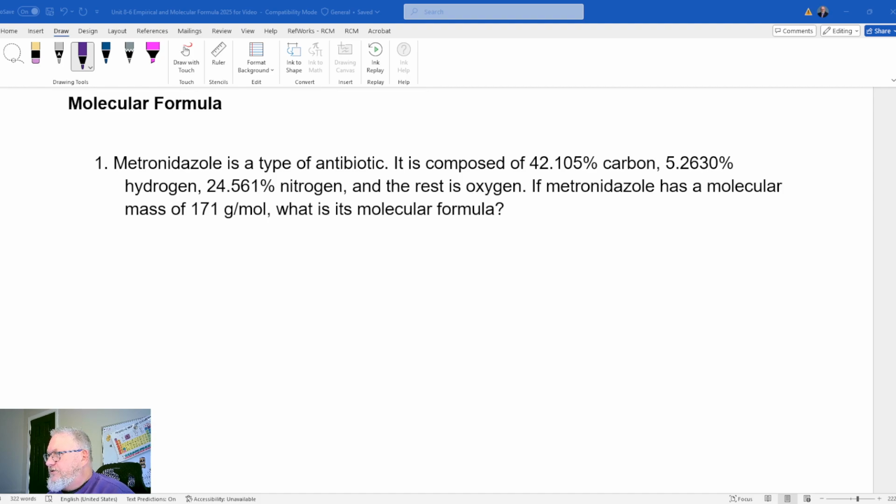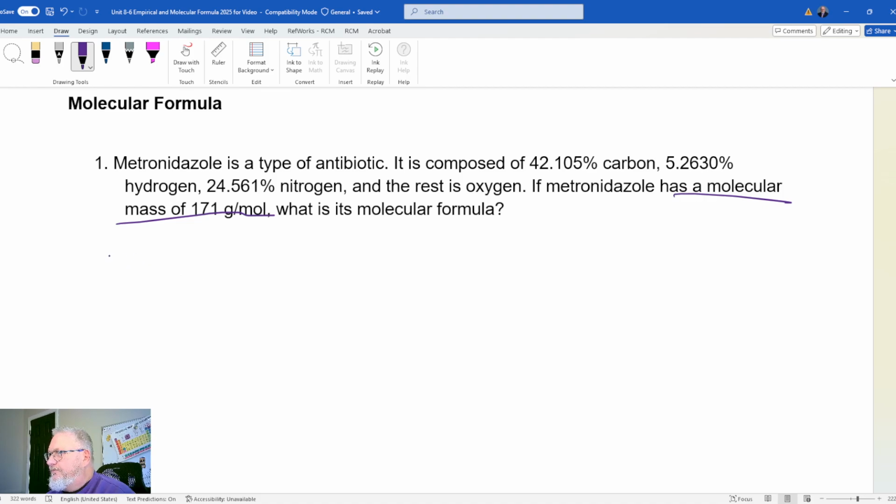This is talking about an antibiotic, metronidazole, and it gave us the molar mass, the molecular mass of what it actually is. It's asking for the molecular formula. First, we've got to find the empirical formula, which is the lowest whole number ratio. So let's do that. We've done this already.